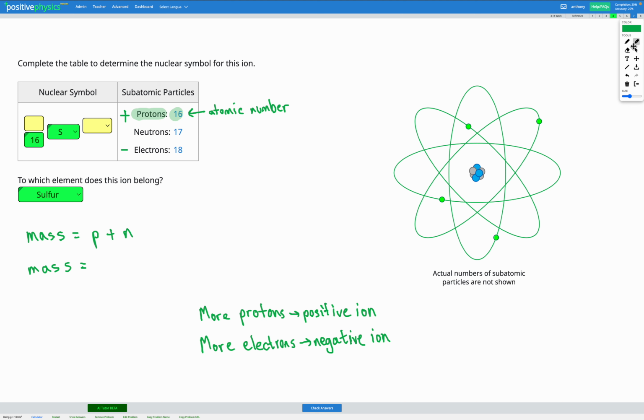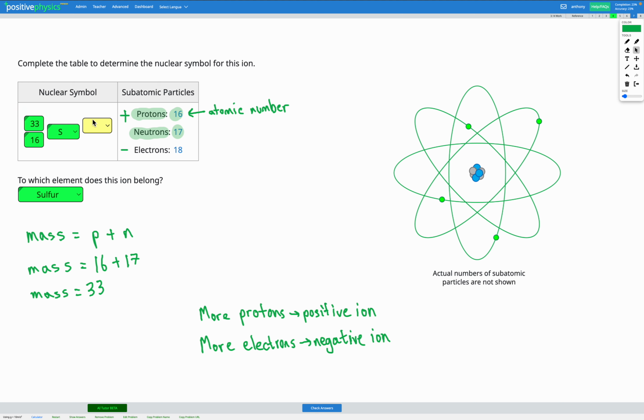Next, I need to figure out my mass number. Mass number is the number of protons and neutrons added together. So we already know my number of protons is 16. The number of neutrons was given as 17. So I'm going to add 17 to 16. That gets me a total mass of protons and neutrons of 33. So that's going to be my mass number, which goes in the top left of my nuclear symbol.